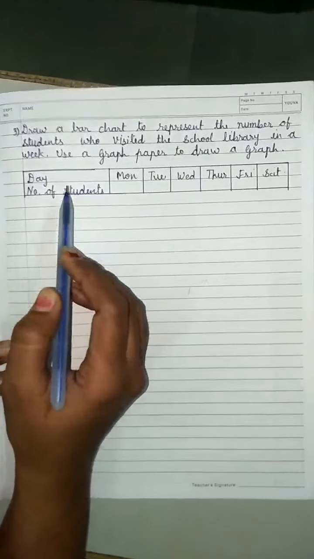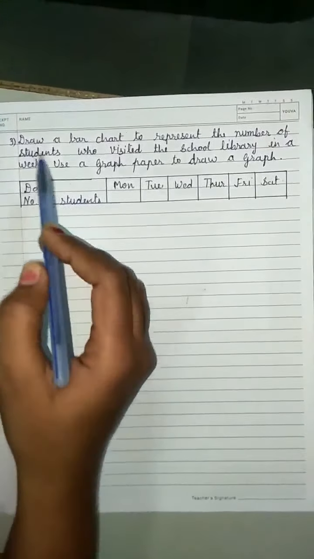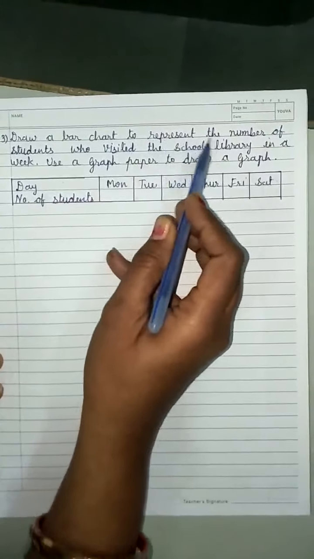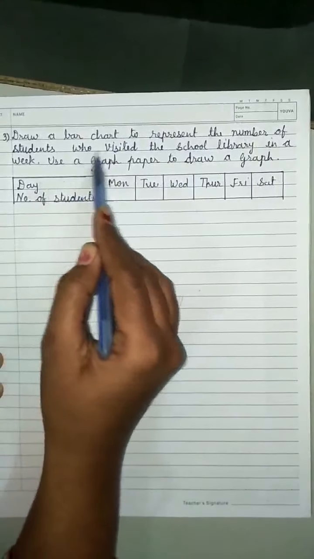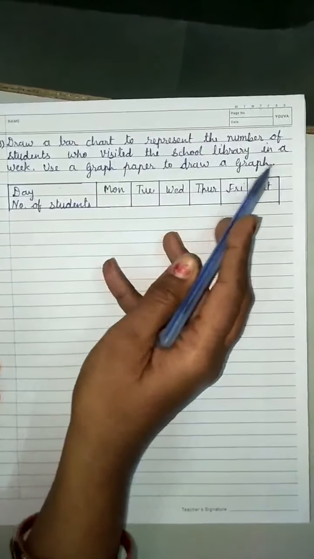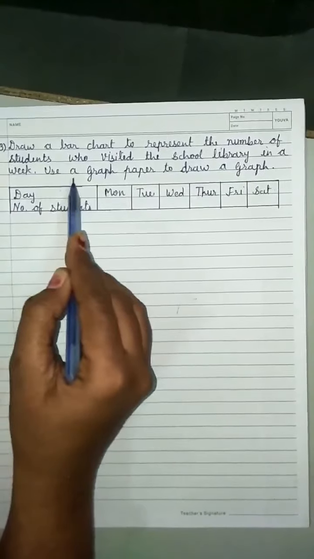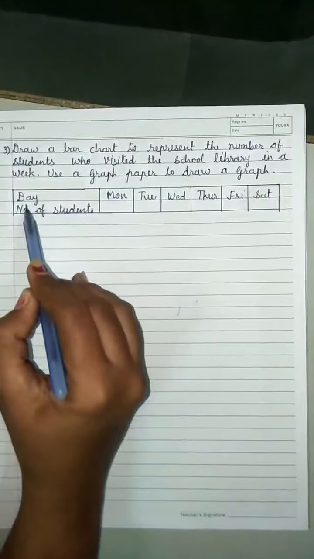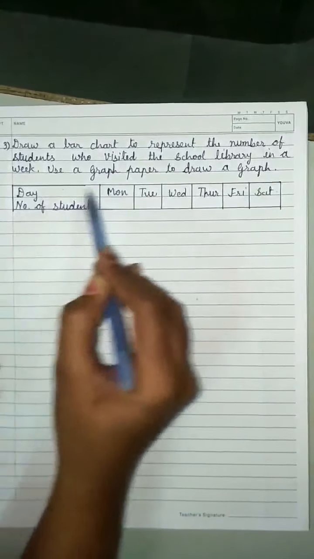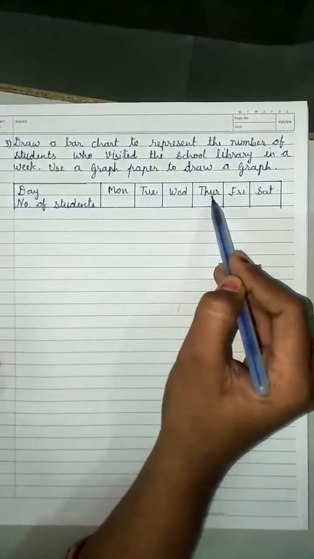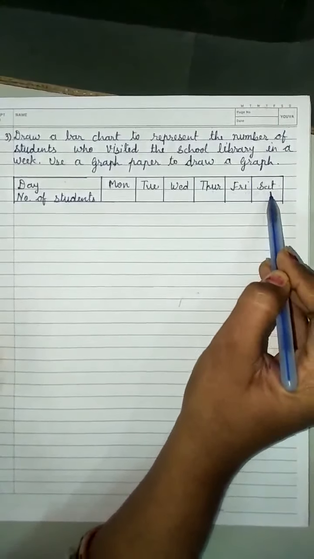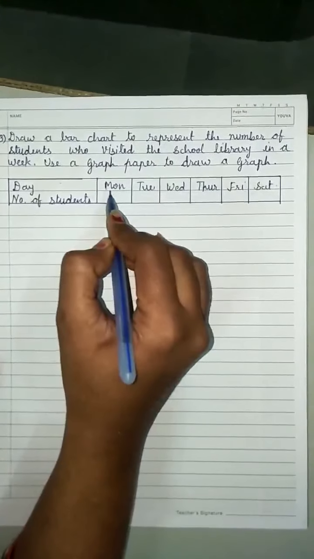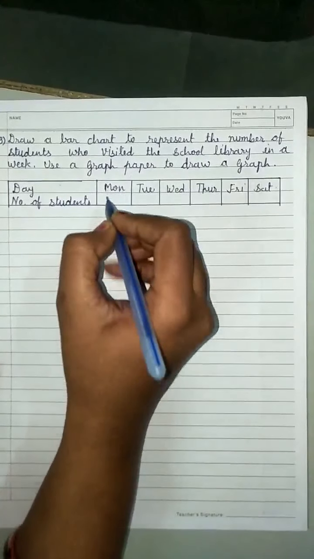Students, let's continue exercise 12.2, question number 3. Draw a bar chart to represent the number of students who visited the school library in a week. Use graph paper to draw the graph. So students, here we have data: days, Monday, Tuesday, Wednesday, Thursday, Friday and Saturday. Now, the number of students who visited the library on Monday.